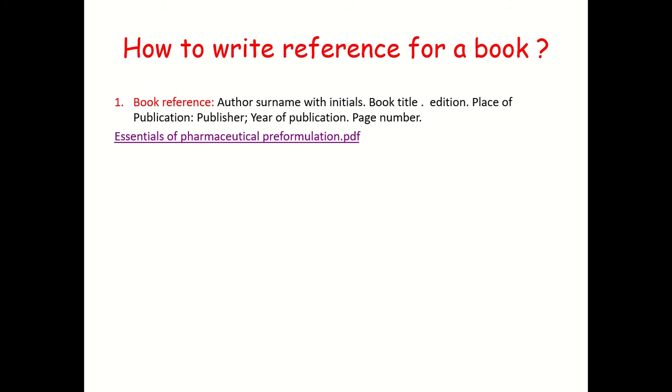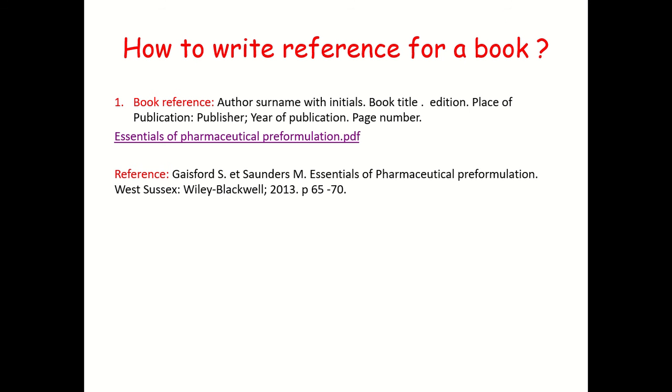Now let us see how we are going to write the reference for this book. First you write the surname, Gaisford S, and Saunders M. These are just the initials. Then a full stop, Essentials of Pharmaceutical Pre-Formulation, full stop, West Sussex. This is the place of publication. Who is the publisher? Wiley Blackwell. What is the year of publication? 2013. And what page numbers have we referred to? We have referred to it for solubility, so the material falls on page numbers 65 to 70. So we have written the page numbers as 65 to 70.